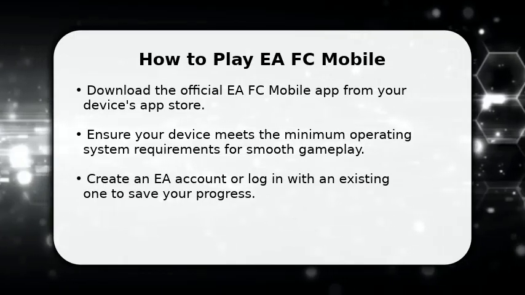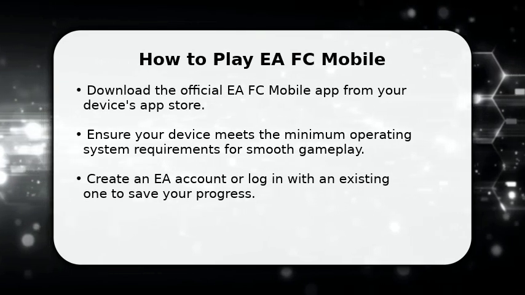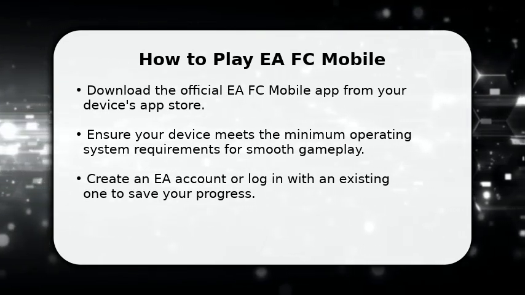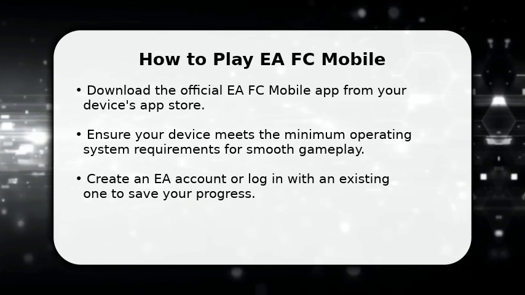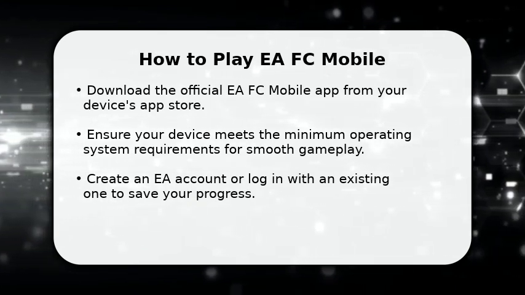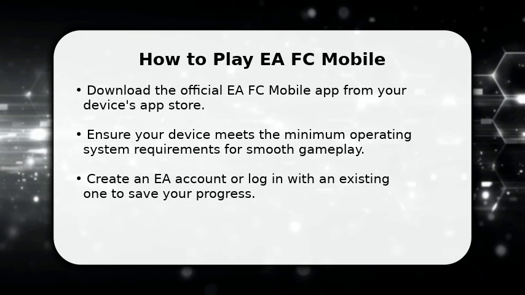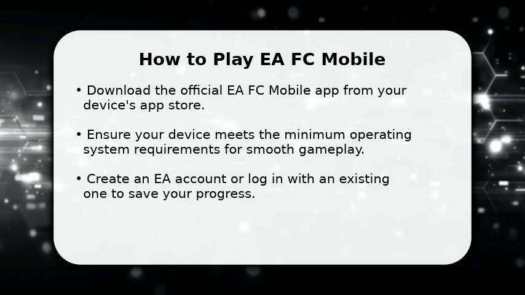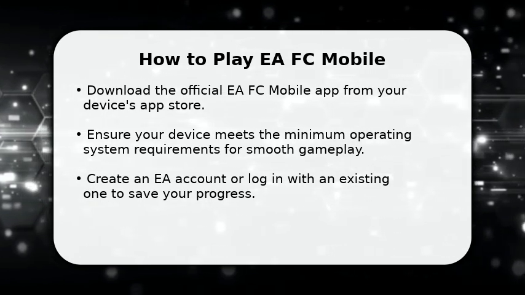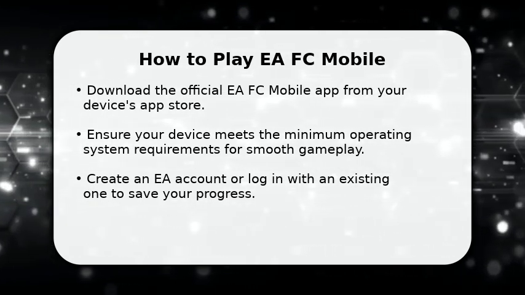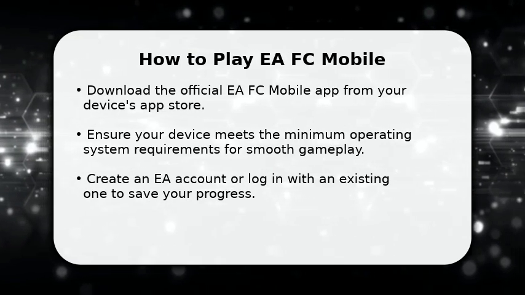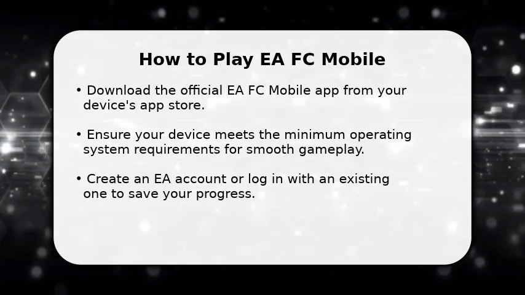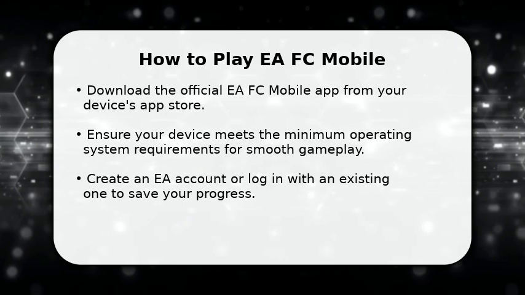In this video, I will explain how to play EAFC Mobile. First, download the official app from your device's app store. Make sure your device meets the minimum operating system requirements for the best experience. Once installed, create an EA account or log in to an existing one. This step is crucial for saving your game progress and accessing all features. You'll be ready to dive into the action in no time.